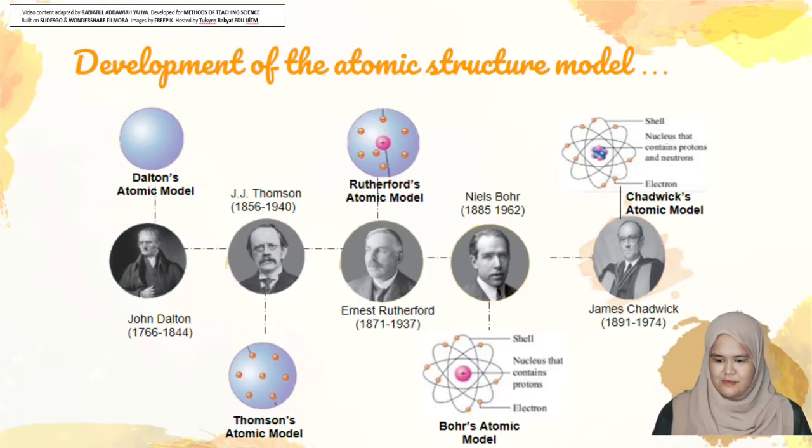Next, after that, there is the Thomson atomic model, created by J.J. Thomson. J.J. Thomson discovered negatively charged particles called electrons. Atom is a positively charged sphere with several electrons in it. There are electrons and also a positively charged sphere.